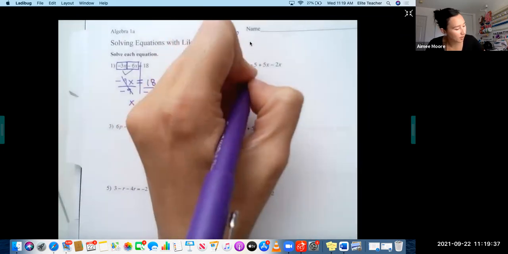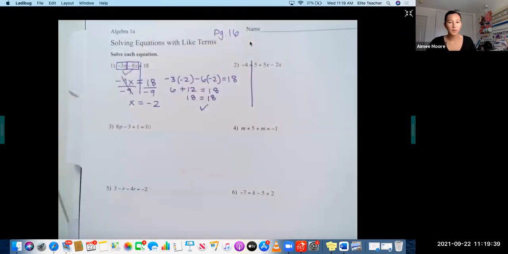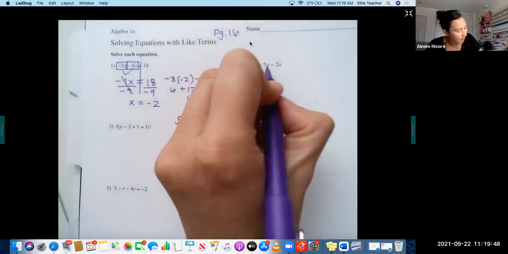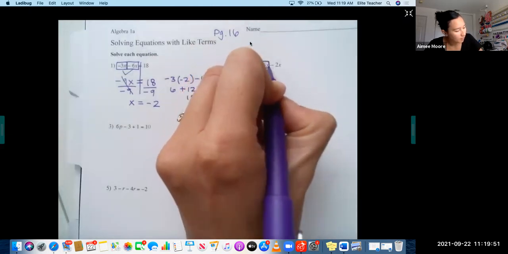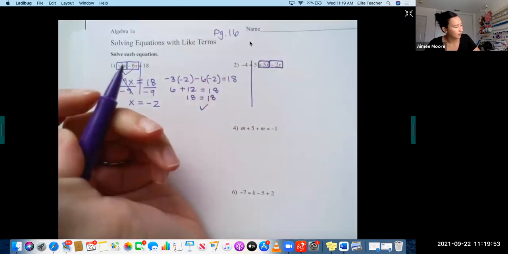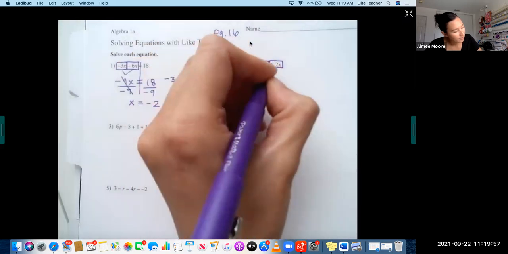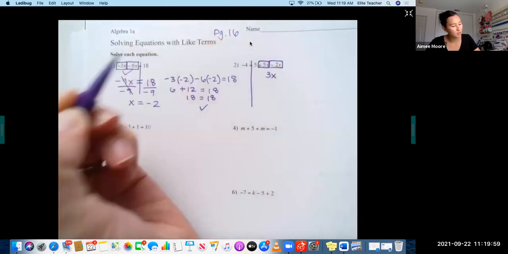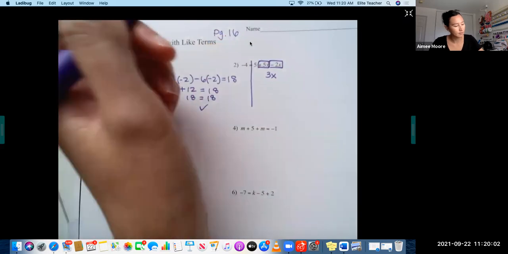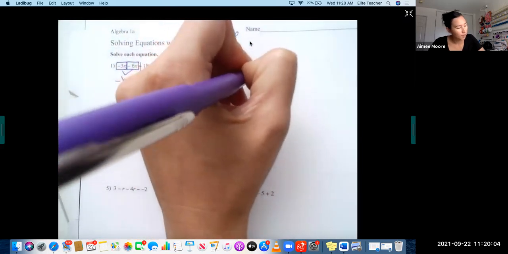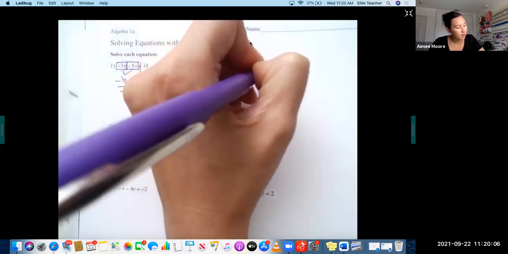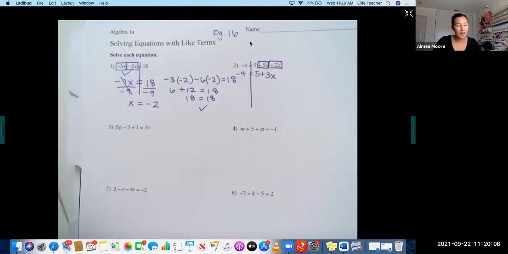Okay, let's go ahead and check our answers and see how we did. So we're going to draw a wall because that's step 1 at the equal sign. Step 2, we're going to identify our like terms. So the same variable raised to the same power, positive 5x and negative 2x are our like terms. Then we're going to combine our like terms. So 5x minus 2x is 3x. So we have negative 4 equals 5 plus 3x.